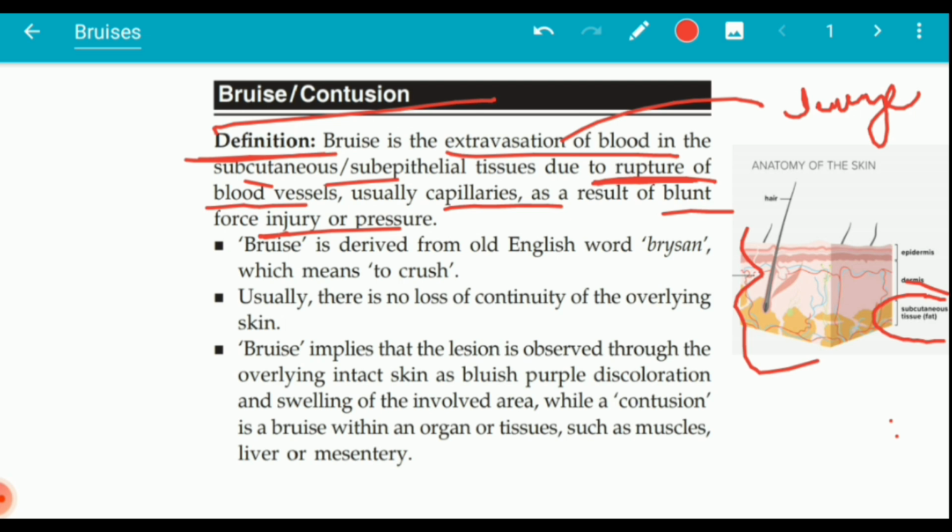The word bruise is derived from the word brisand, which means to crush. So basically a crushing force is applied that causes bruises. Now we mostly use the words bruise and contusion interchangeably, but there is a slight difference between them. A bruise is a lesion that is observed in the overlying skin, that could be some purple discoloration.